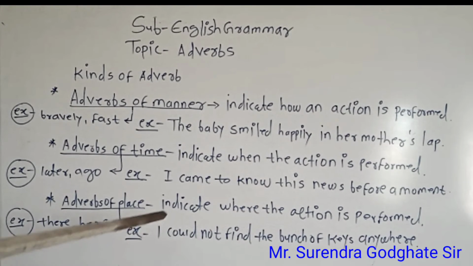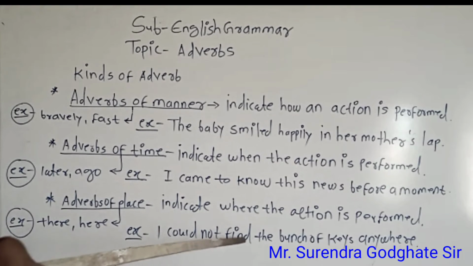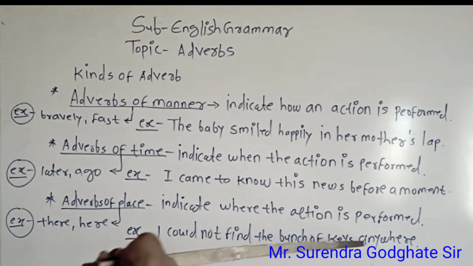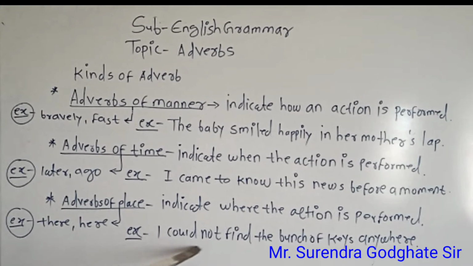So let us look at an example: I could not find the bunch of keys anywhere. Students, I could not find the bunch of keys anywhere. Which is the word here? It is anywhere, and it modifies find. Isn't it? I could not find what? Bunch of the keys anywhere. So anywhere belongs to the adverbs of place, and it modifies the verb find. Here students, there and here are some examples that belong to the adverbs of place.